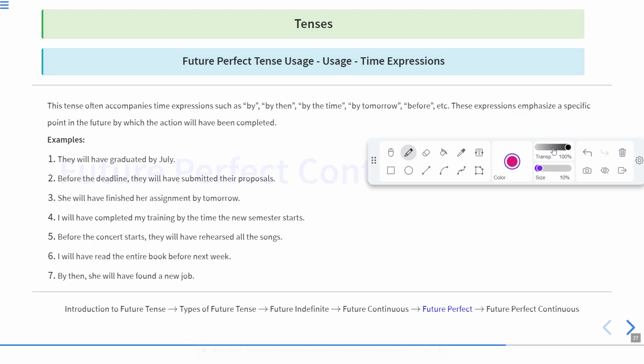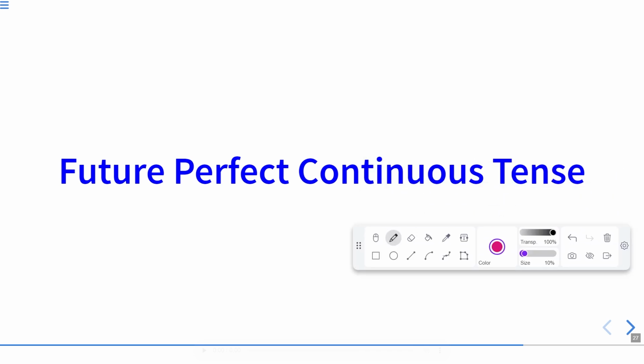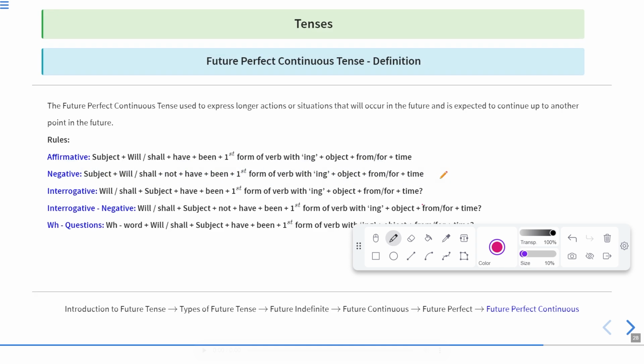Okay, now we'll discuss future perfect continuous tense. Now let's begin. Here in this tense, you can see future, then perfect, then continuous tense. First of all, the question arises in our mind: when can we use future perfect continuous tense? Now let me tell you a story. Suppose there is a person A.